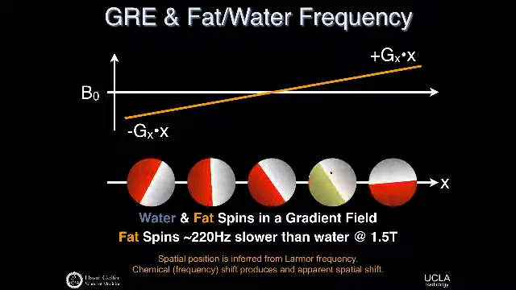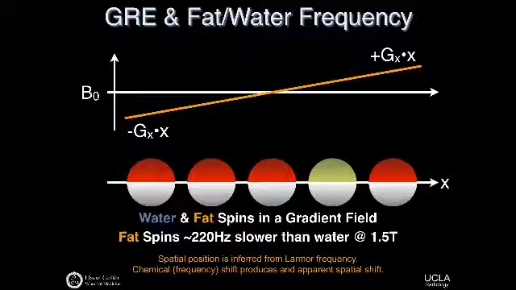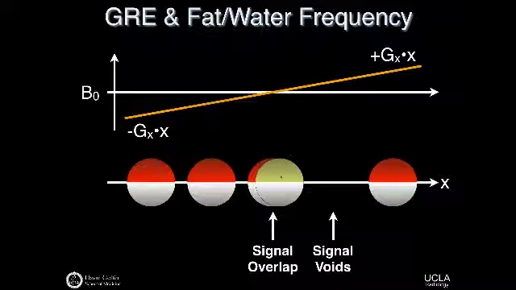And so this is going to create a problem for us because we interpret frequencies as telling us about spatial position information. So what kind of problem does that create? Well, in principle, it creates signal overlap because we interpret this fat as having a frequency associated with this position, but we also have underlying water with the same frequency, which we interpret to be from that position. And then interestingly, when we measure frequencies, we don't measure anything at this particular frequency, or very little at this particular frequency. And so that means we get a void in that particular location. There's no signal with that particular frequency. There must not be any tissue at that particular spatial position.